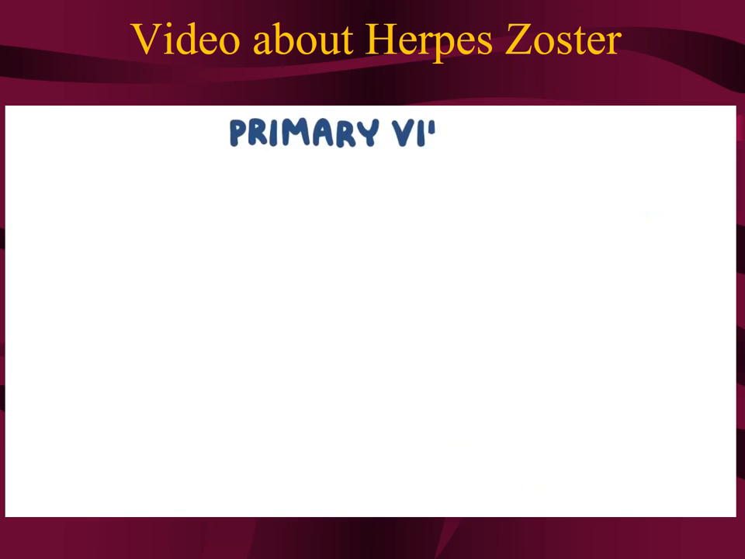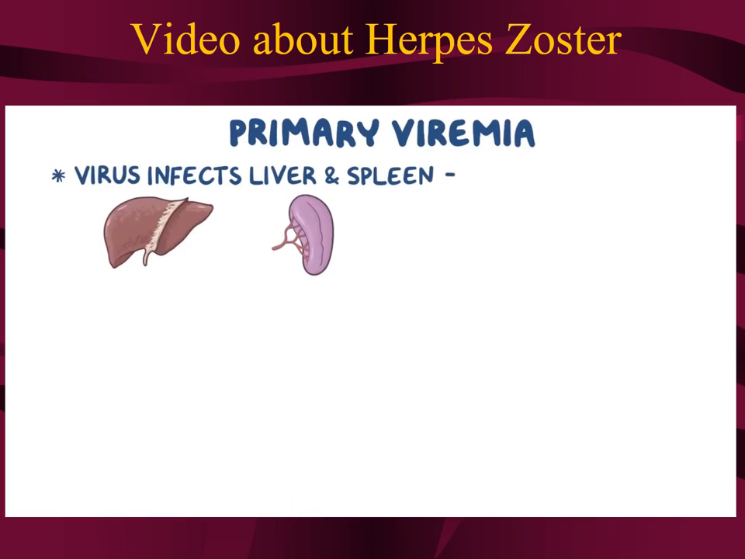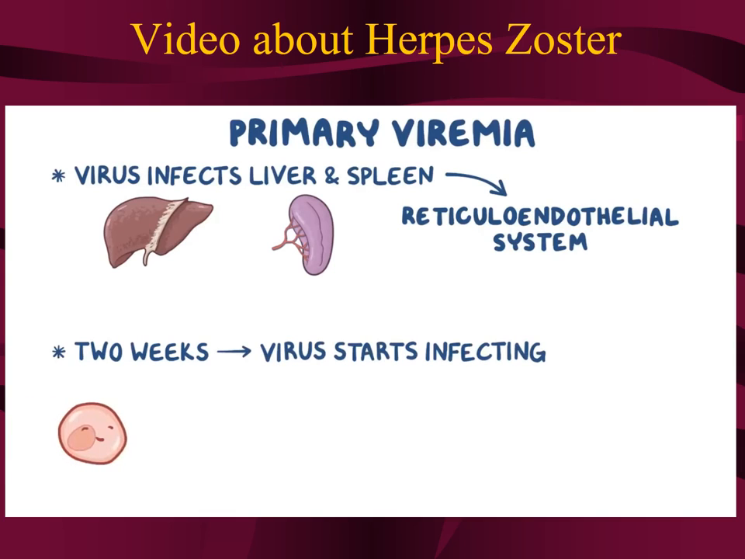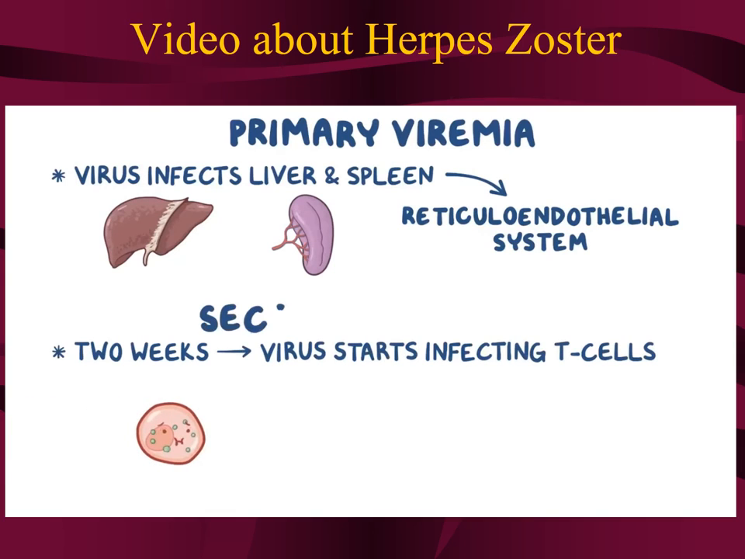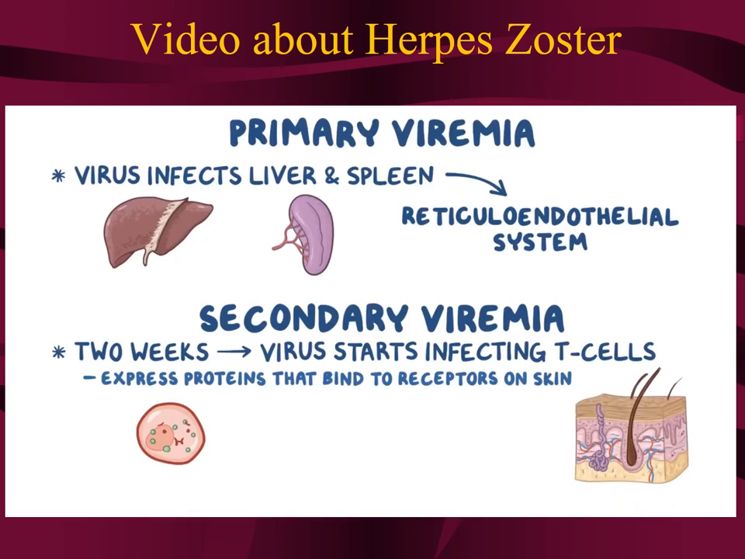In primary viremia, the virus infects a part of the immune system in the liver and spleen called the reticuloendothelial system, which is made up of phagocytic cells. About 2 weeks after entering the body, the virus starts infecting immune cells themselves, specifically T cells, and that is considered the secondary viremia. Infected T cells start expressing proteins that bind to receptors on the skin cells. It's a bit like the virus hitching a ride in the T cell to get to the skin.